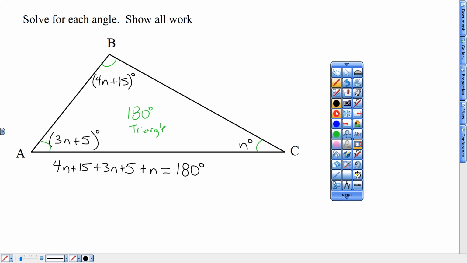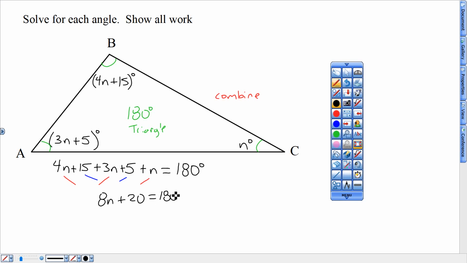First step is to combine like terms. I'm going to combine all my n's, and I'm going to combine all my plain numbers together, before I do algebra. So 4 plus 3 is 7, plus 1 more gives me 8 of those n's. And then when I add 15 plus 5, that gives me 20, equal to 180.